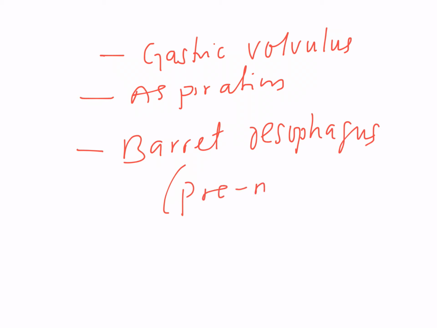Which is a pre-malignant disease. Malignant disease because there is alteration in the cells. Now, how do we investigate a patient with this disease, which is GERD? Investigations.